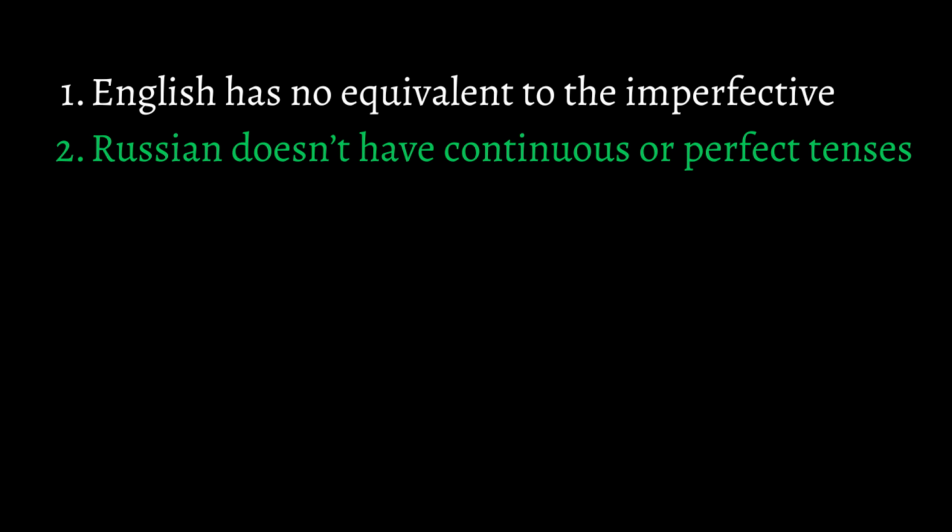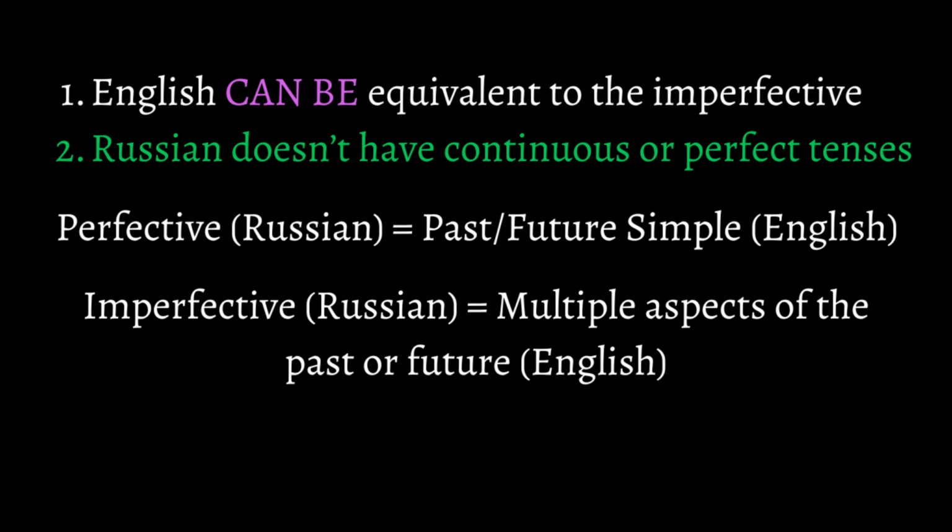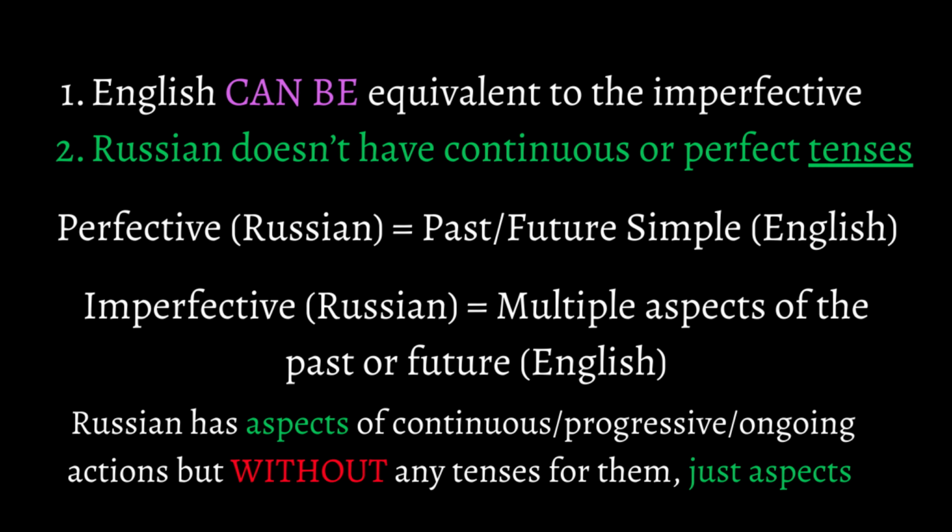Because this video focuses on the aspects of verbs, it would not be fair to not compare it to English. I did say that the perfective is equal to the past or future simple, but the imperfective can be equivalent to multiple aspects of the past or future in English. Russian has the aspects of the continuous or progressive, which is the equivalence of the imperfective. However, Russian has no tense for it.